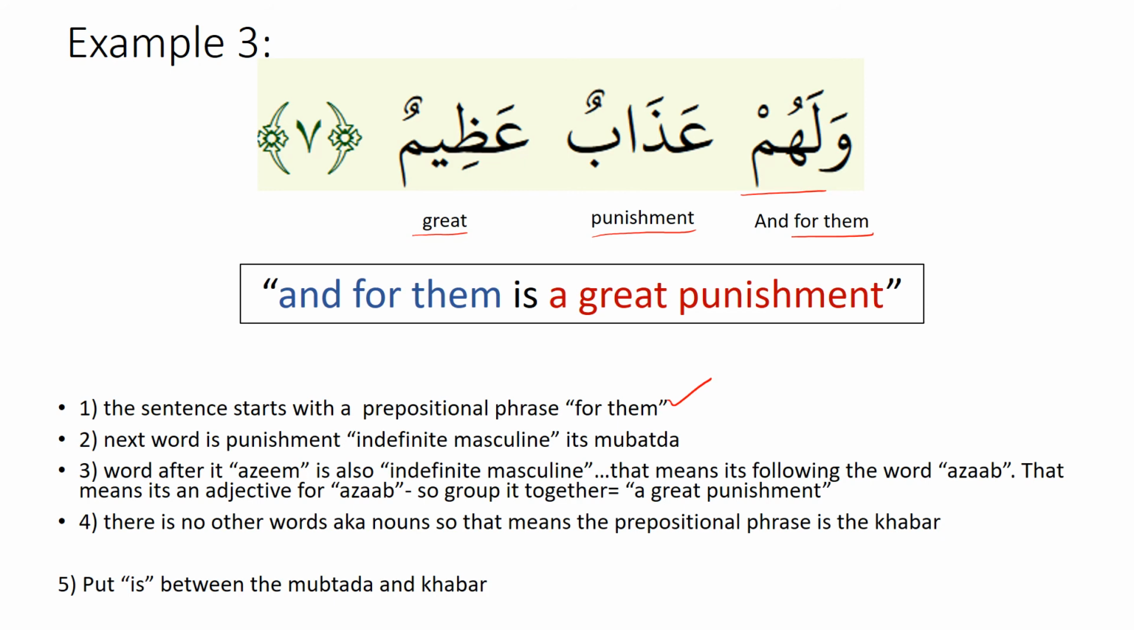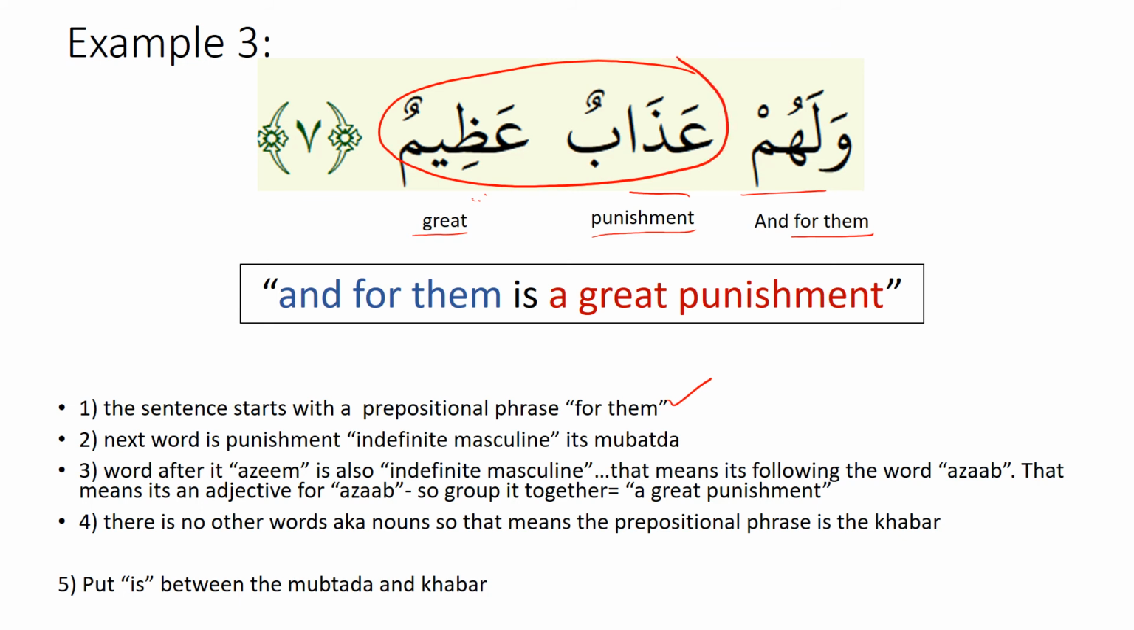And there's no other word after. Okay, let's go into number 3 first. And adhimun, as you can clearly see, it is following the word adabun in all its qualities. It's indefinite, it's masculine, it's singular, etc. So that means it is an adjective. So we need to group adabun adhimun together. It's not separate. Adabun adhimun.